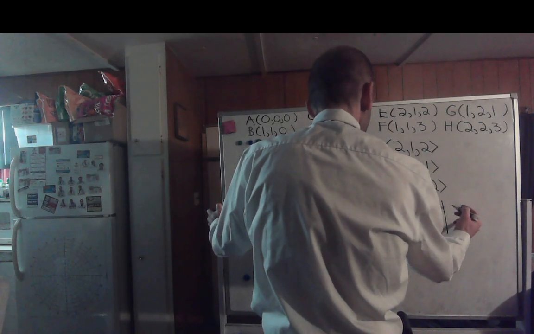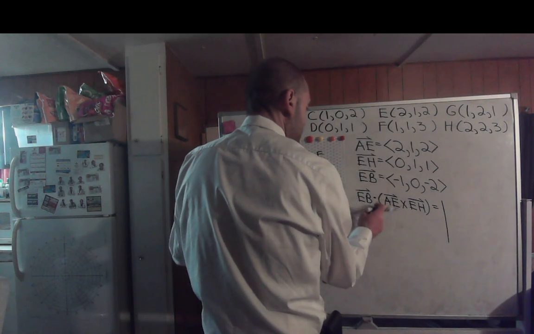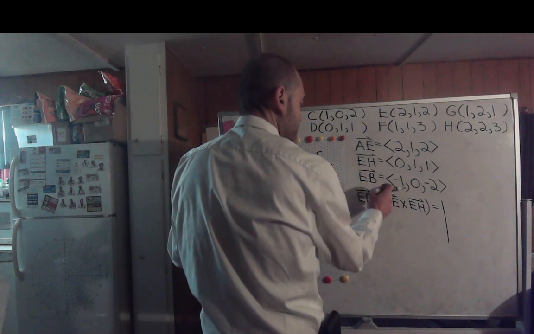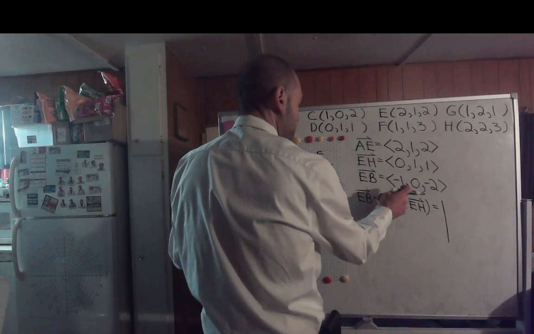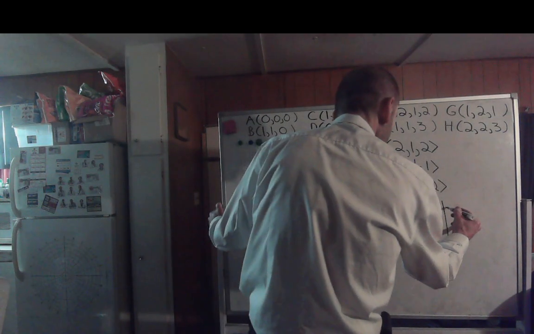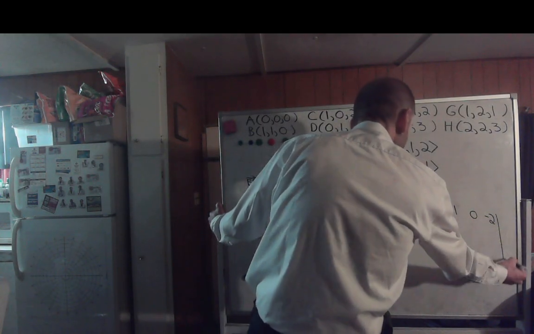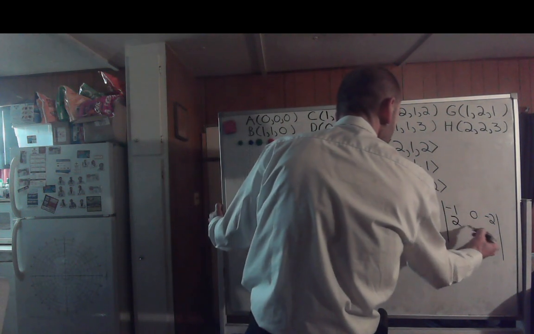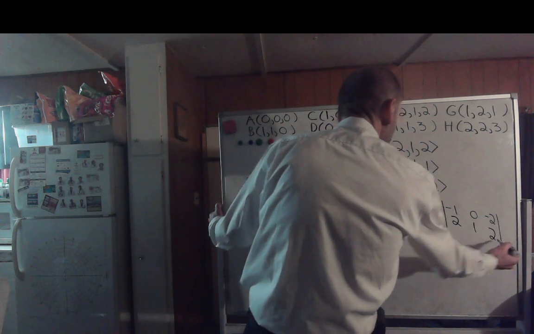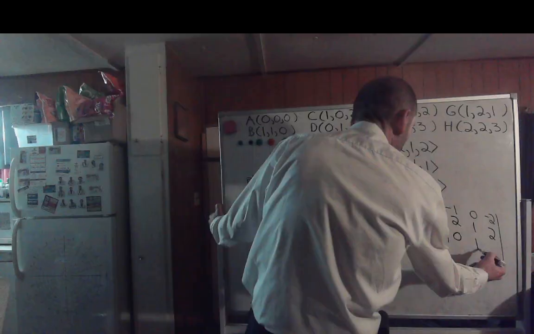So, let's see here. EB then, that'll be my first row. The components of EB, so that'll be negative 1, 0, negative 2. Then AE's my second row. That'll end up being 2, 1, 2. And then EH would be my third row. I'll have 0, 1, 1.